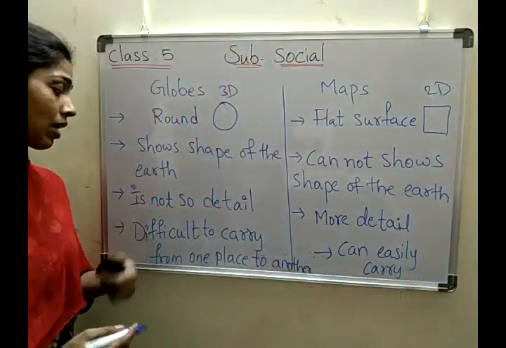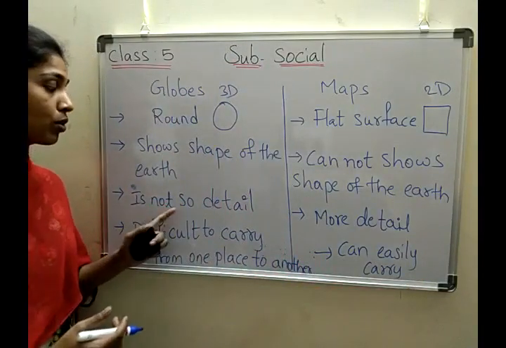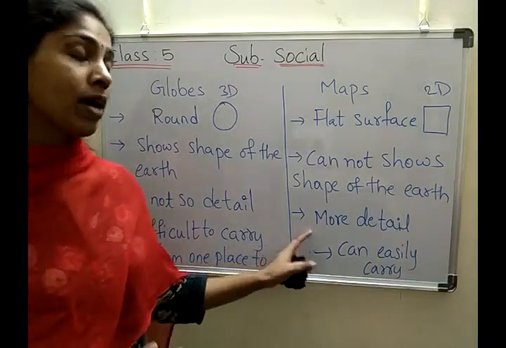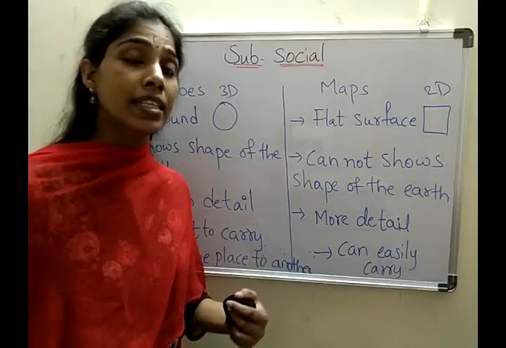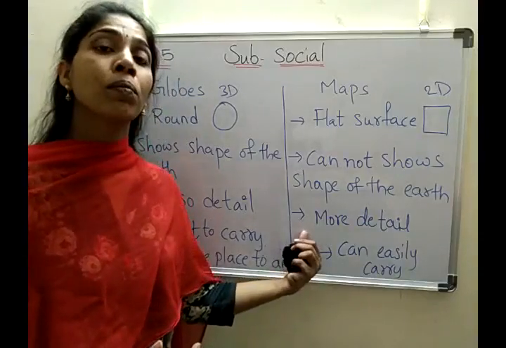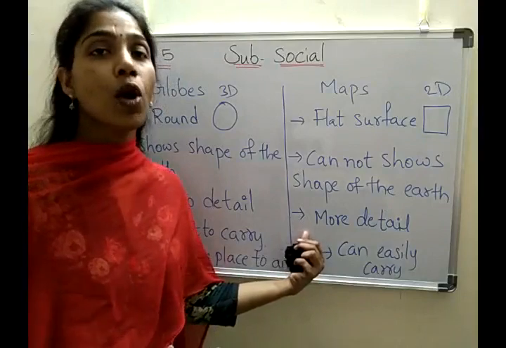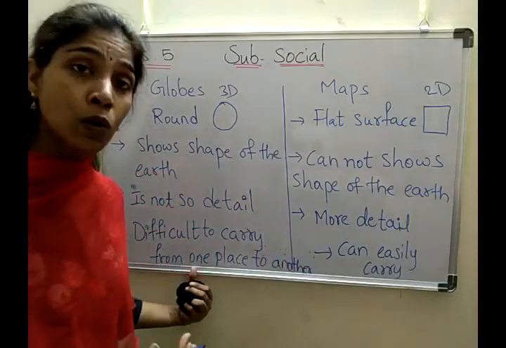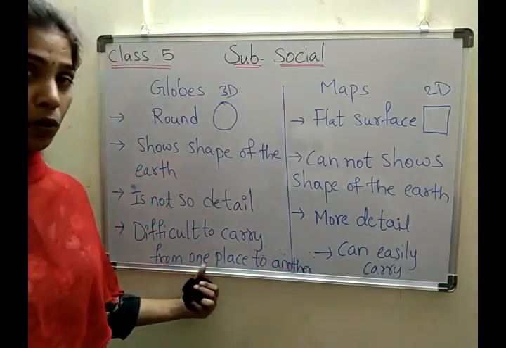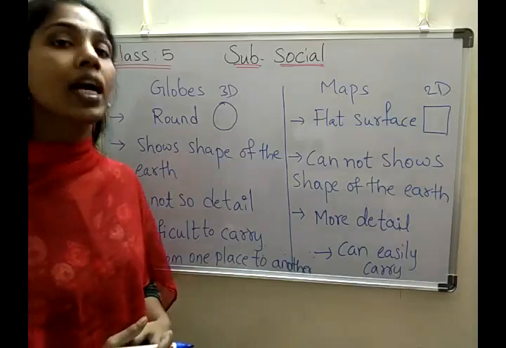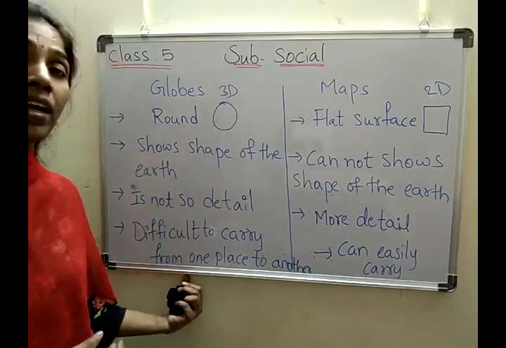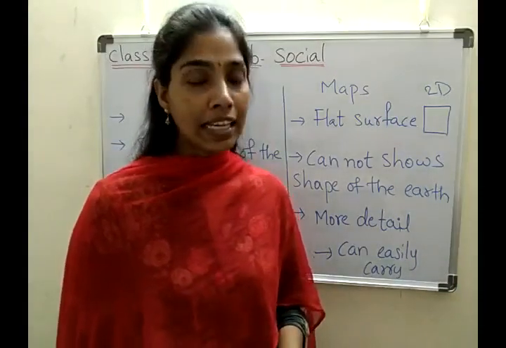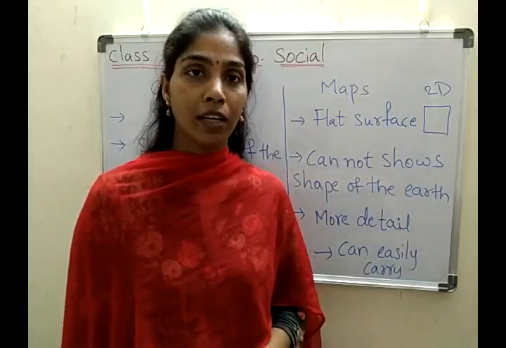Next, globe is not so detailed. Okay, so globe cannot show small areas better. Okay, and coming to maps, maps show more detail. Okay, so maps can show small areas better. Okay, next, children, big globes are more detailed than the small globes, but globes are big and heavy, so it is difficult to carry from one place to another place. And coming to maps, we can easily carry them from one place to another place.